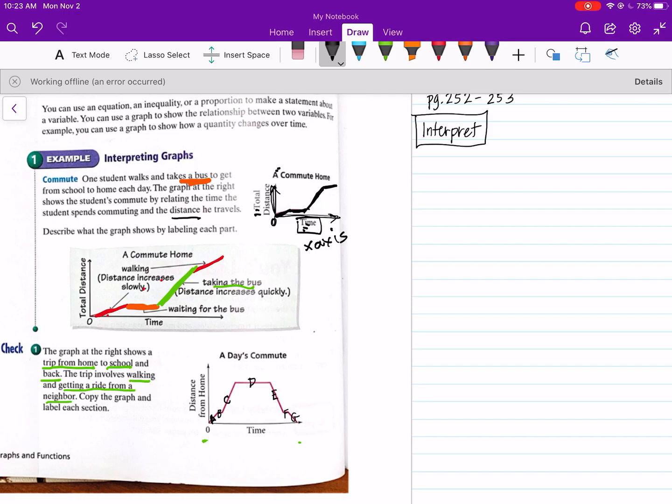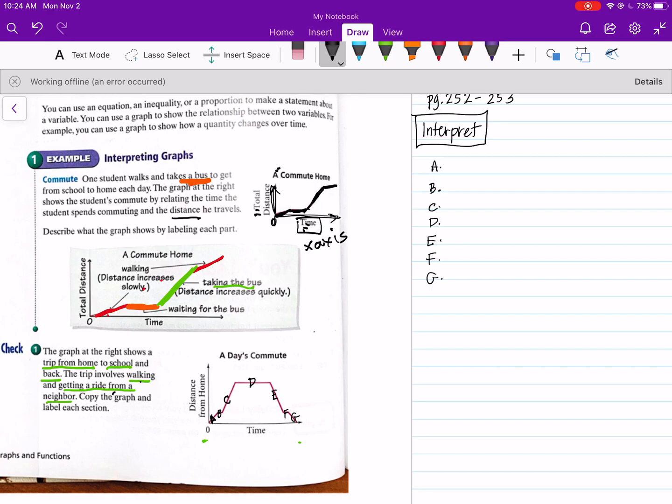And this will make it so much easier to understand what's going on. And here I'm going to do the same thing. A, B, C, D, E, F, and G. So as I look at this, we can see that they are going from home to school and back, and they both walk and they get a ride from a neighbor.